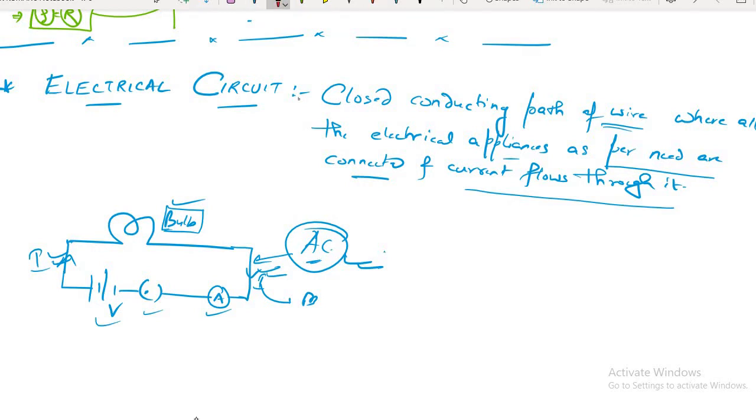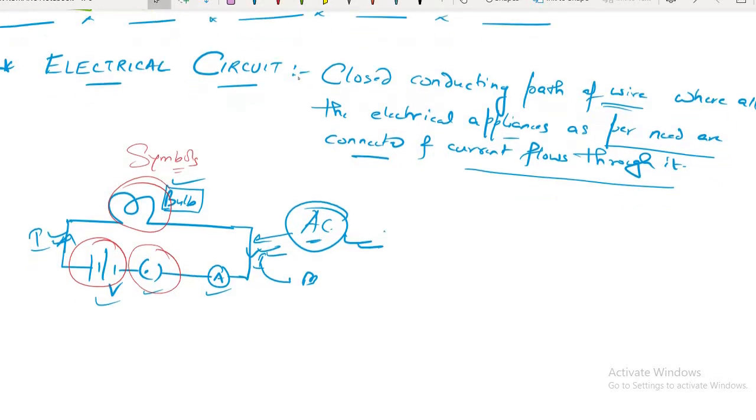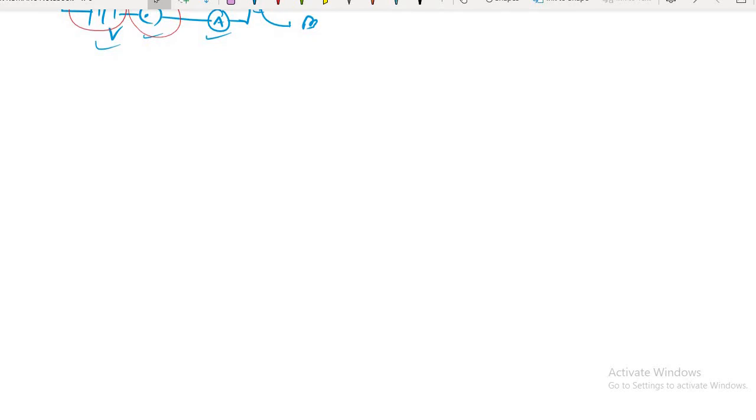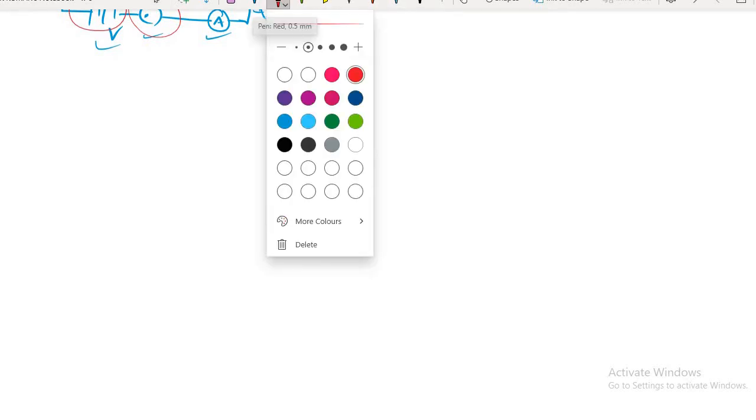Now, sir, you have drawn all these things. So what are these? My dear, these are all symbols. So if you have understood the electrical circuit, now let's discuss something regarding the symbols. Clear? See here, let's discuss something regarding the symbols.